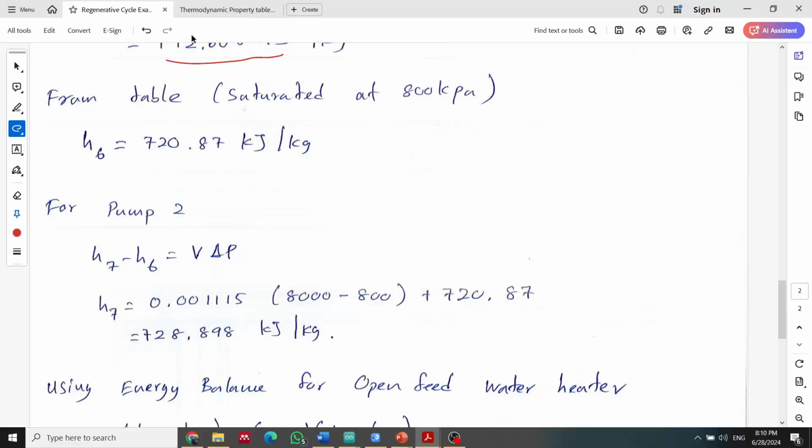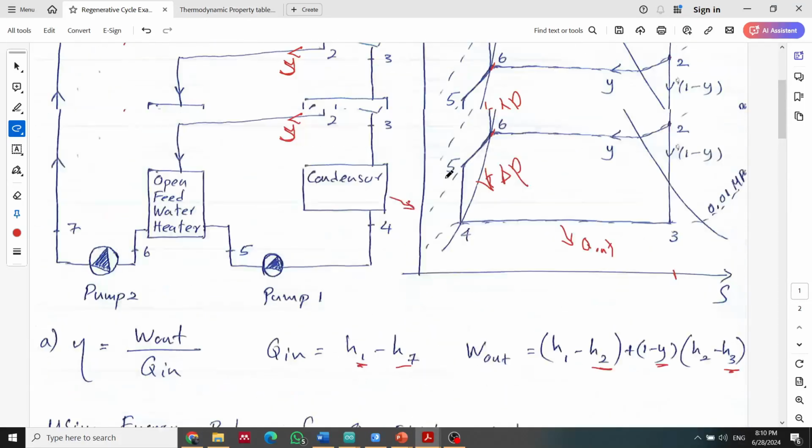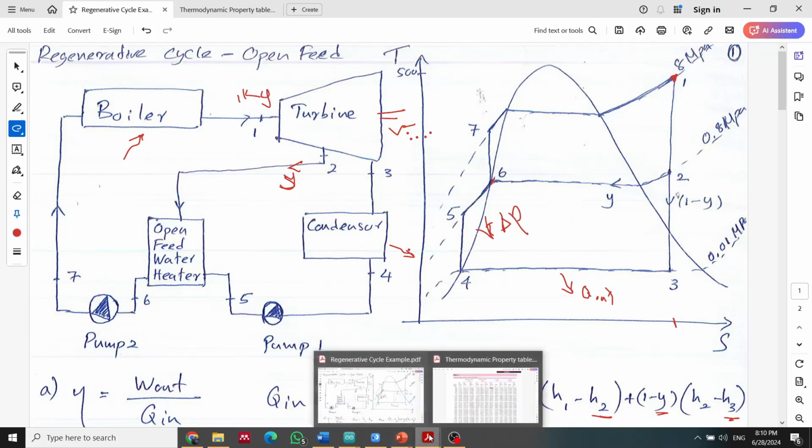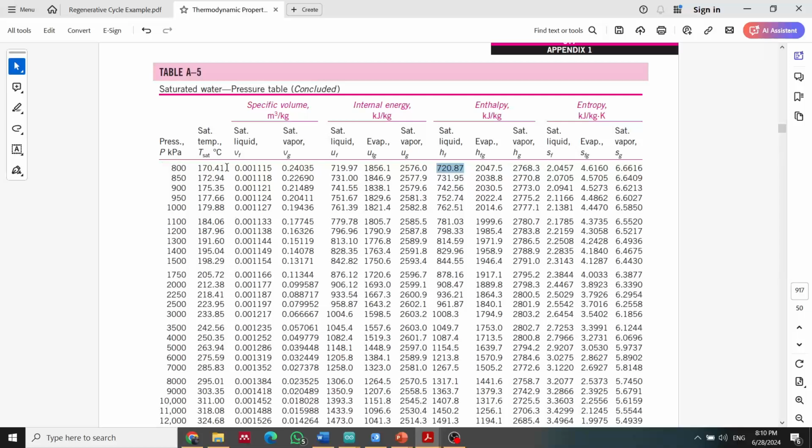So what we have in H7 is again a pump action, right? So this one is also a pump action. Therefore we can write H7 minus H6 equal to V delta P again, right? So delta P is 8000 minus 800, right? 8000 kilopascal minus 800 kilopascal. Then we can figure out the V value also in here using the table. So at 800, V is 0.001115. So this is the V value, V delta P.